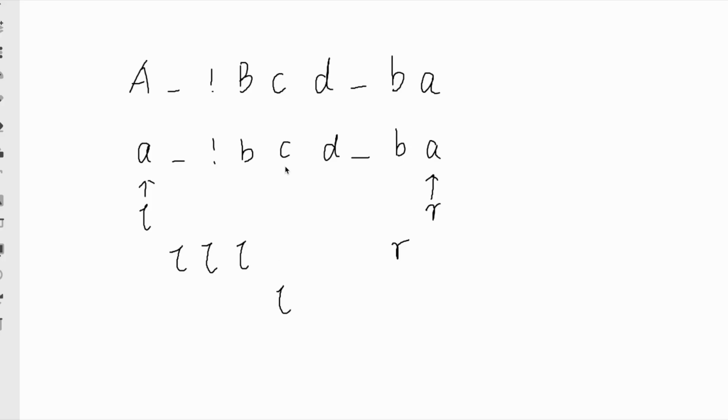Left pointer point to C, right pointer point to underscore, which is a non-alphanumeric. Then we need to keep moving. Now the right pointer is pointing to D. C is not equal to D. It means this string is not a palindrome. Then we should return false.